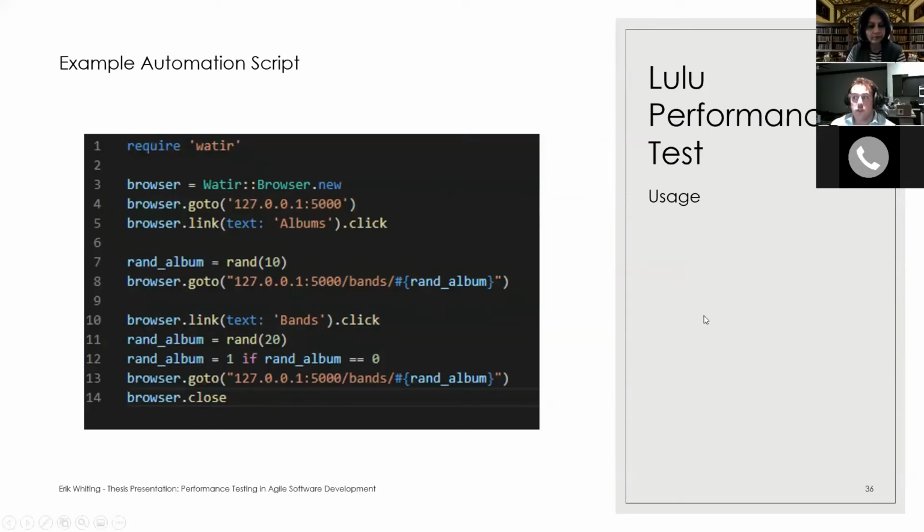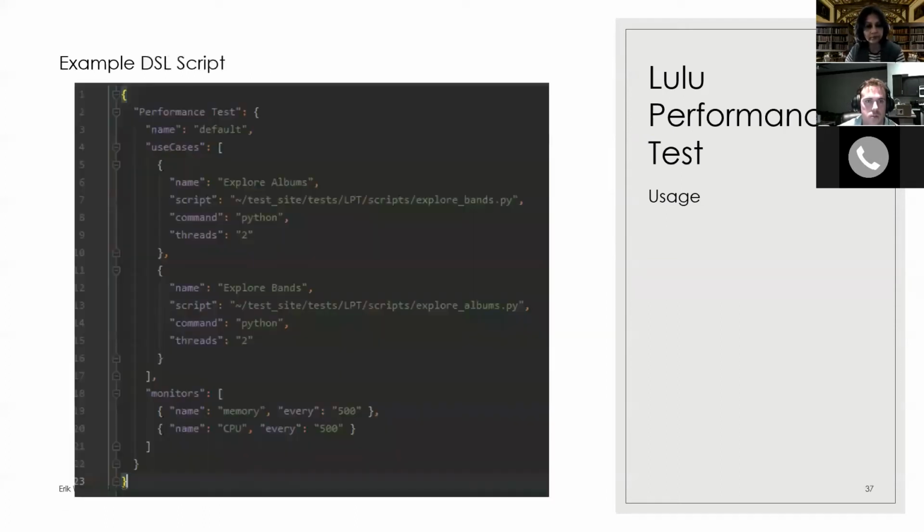This is not to be confused with an automated test, because in an automated test, there would be asserts and we'd be checking for something. But since we're just simulating users, we don't really need to do that for automation scripts.